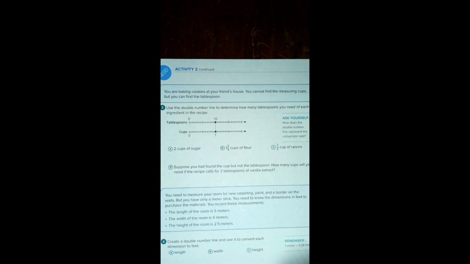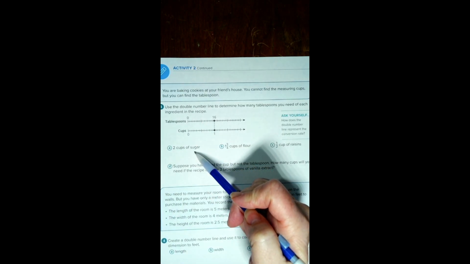You're baking cookies at your friend's house. You cannot find the measuring cups, but you can find the tablespoon. So it says use the double number line to determine how many tablespoons you need of each ingredient in the recipe. So it's going to take a lot of tablespoons to give us 2 cups of sugar. So using this double number line, I'm going to try to add some additional information here to kind of help us out along the way.